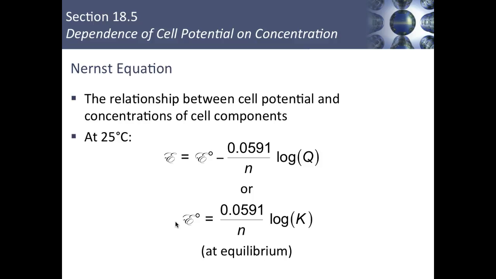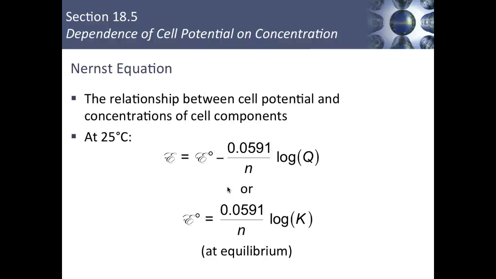Now, when we want to determine what the actual relationship is between those cells at differing concentrations, we're going to use what's called the Nernst equation. The Nernst equation is derived from a lot more math than you will ever need to know. But the biggest thing that it's showing us is how much the cell potential would change if we're not at standard conditions.